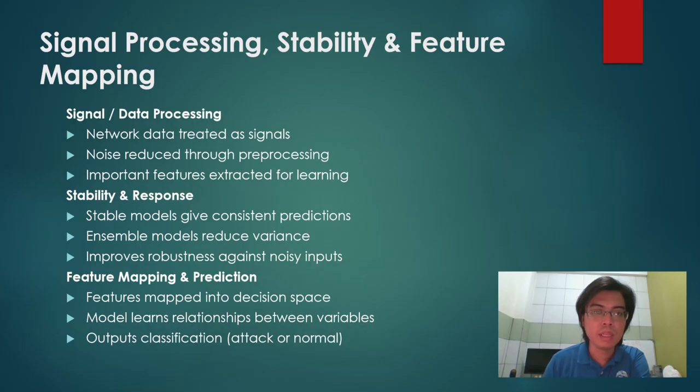So finally, the feature mapping is how the model transforms input features into a decision output, where it learns relationships between variables and produces a final prediction of attack or normal behavior. So even though some models are linear, most of the system is actually nonlinear due to complex decision boundaries.